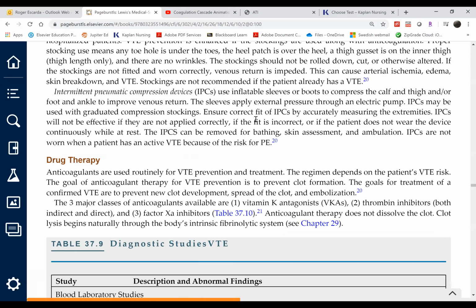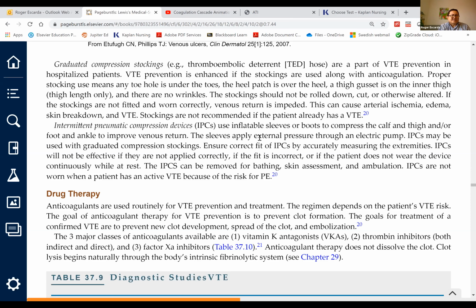Don't a lot of athletes use them too? I'm sorry? Don't a lot of athletes use it too? You mean the IPC or the compression stockings? The IPC. I don't think so, because in the first place, athletes don't have the Virchow triad. They're not at risk because they're pretty active, unless they're hospitalized.